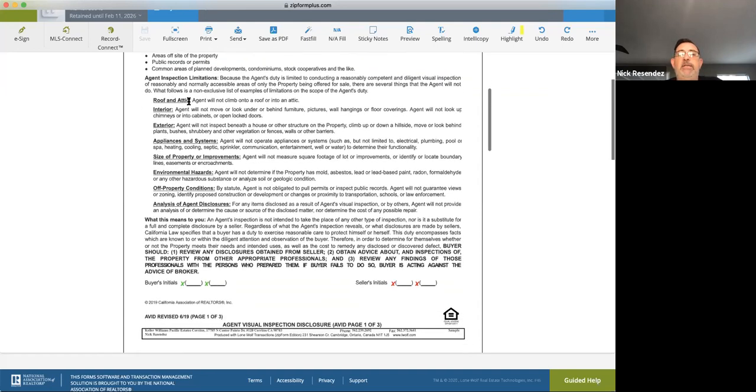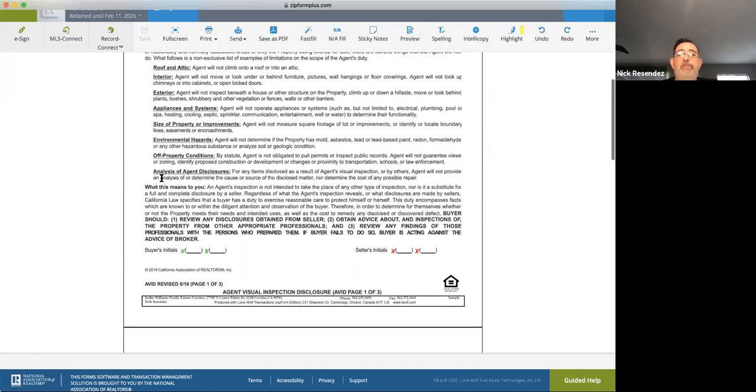Inspection limitations. This is a section that says what you don't have to look for. Well, like I said, the roof, the attic, okay? In the interior, we're not going to move or look behind or underneath furniture, behind pictures, behind wall hangings or coverings, floor coverings, carpet, rugs, etc. We're not looking up into the chimneys. We're not going into all the cabinets. We're not opening any doors that are locked, etc. We're not going underneath the house. We're not going to even climb up or down a hillside, move or look behind plants, bushes, or shrubs.